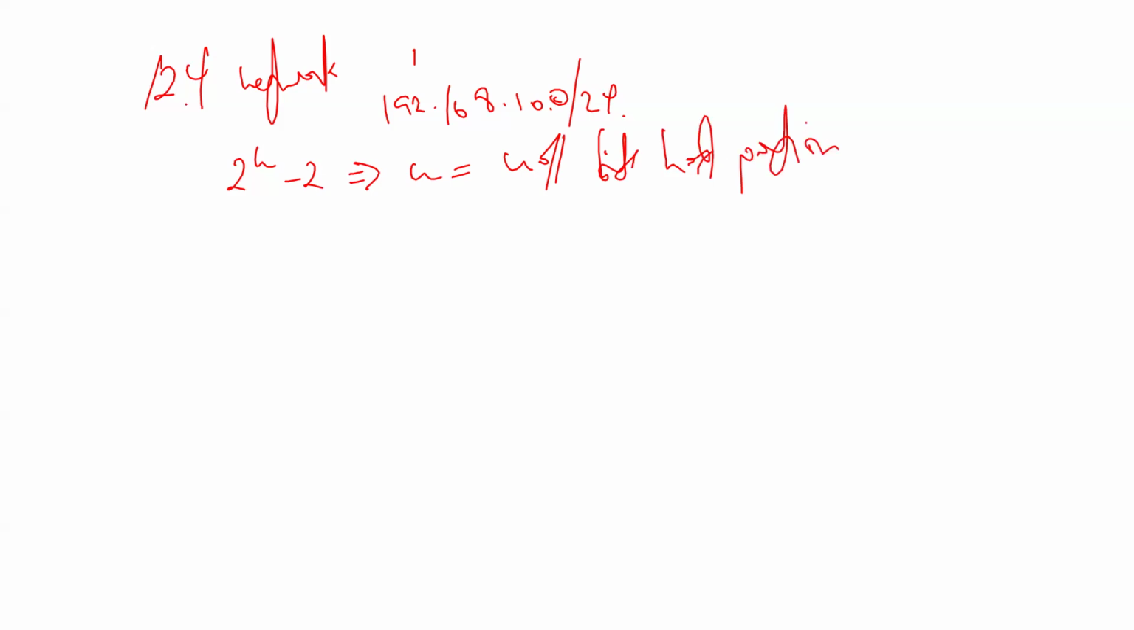So if I have a /24 network, that is the network portion. It means 8 bits are from the host portion, meaning the number of addresses that I can have in that network is 254.